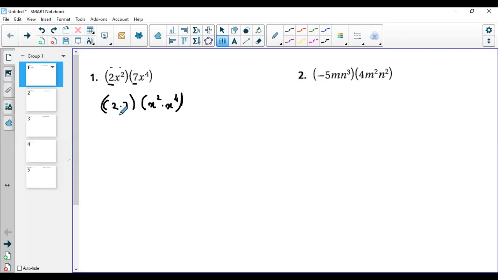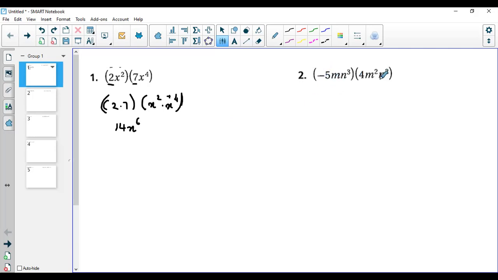So 2 sevens will give you a 14. And x squared multiplied by x to the power of 4 will give you x to the power of 6, because you're just going to add 2 with 4. 2 plus 4 will give you 6. That's all. Moving to this question.